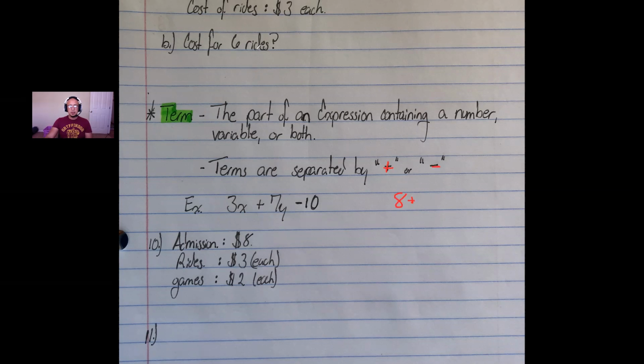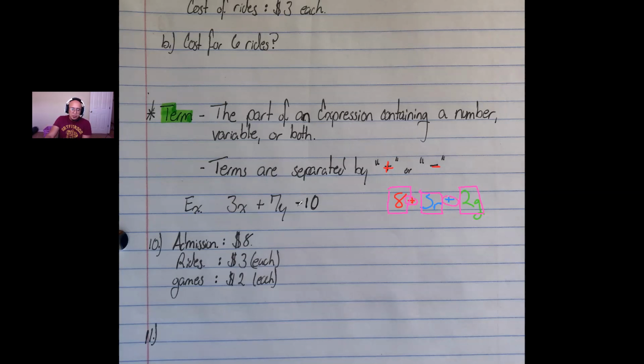So in our scenario, we had 8 plus the rides, which is 3 times each ride, plus the games, which is going to be 2 times each game. So if you notice here, we have 3 different situations. Notice how each is an expression containing a number, a variable, or both. So here we have a number. That would be an example of one term. And they are separated by an addition or subtraction sign. So here's my addition sign. That separates these 2 terms. Here's a number and a variable. And here's another number and a variable. And again, they are separated by an addition sign. So that would be 1, 2, 3 terms.